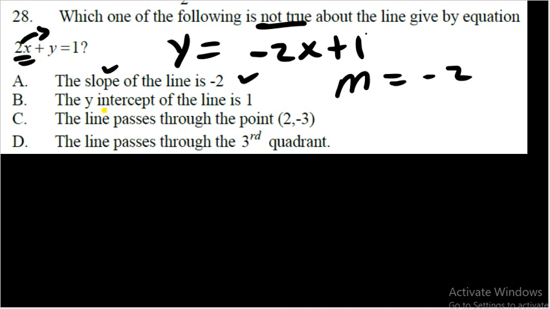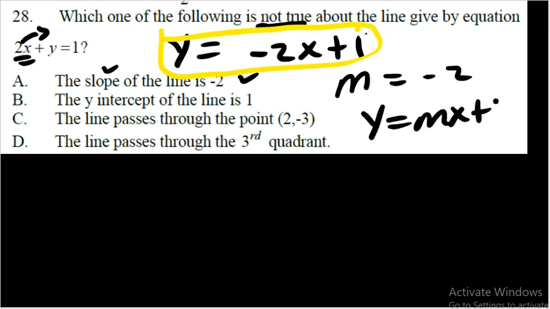B says the y-intercept. The y-intercept means the constant here. This is the equation of the line. Don't forget. Once the equation of the line is written in the form y is equal to mx plus b, the m will be the slope, and the b is the y-intercept. So what is the y-intercept? 1, that's correct as you see here. The line passes through the point (2, negative 3). We have to check this one.